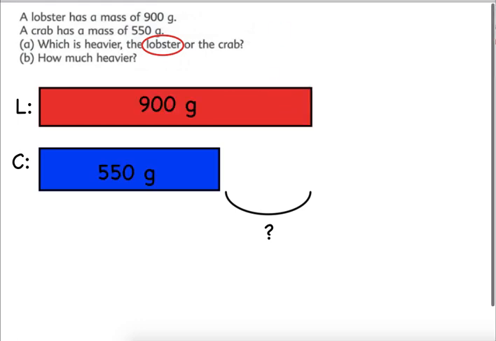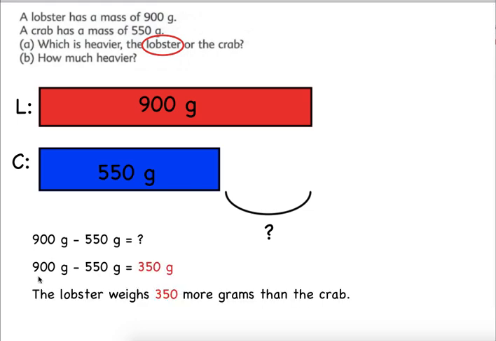Okay, so let's keep going. I labeled the information from the word problem into the bars. This is 900 grams and this is 550 grams, and we are looking for the difference between. So again, if we're looking for the difference, what operation are we going to be using? You're right, we're going to be using subtraction. So I'm going to write a subtraction sentence. 900 grams minus 550 grams equals question mark. So I'm going to solve for that unknown.